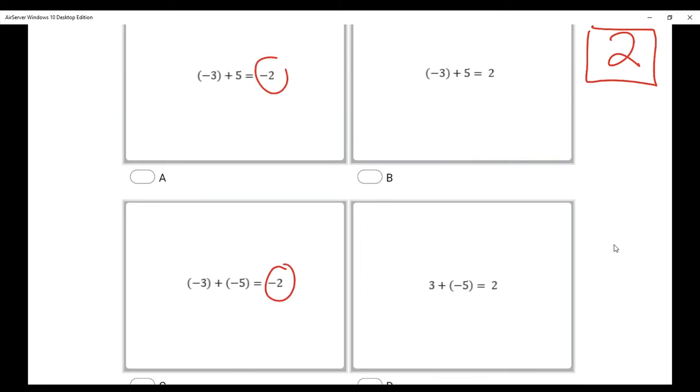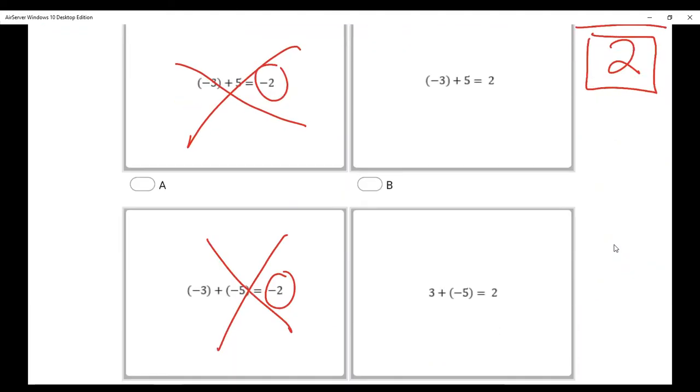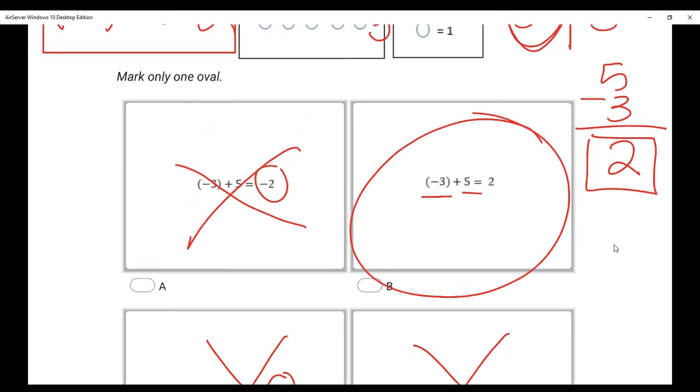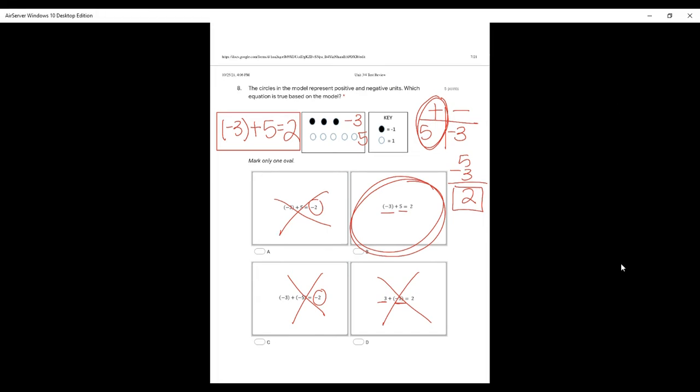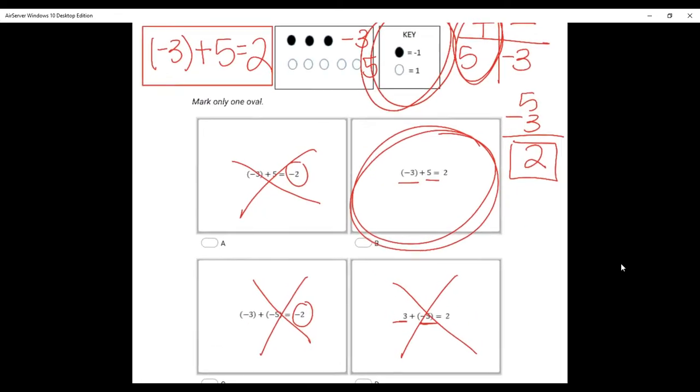These have negative 2, so these are out. And then this one has a negative 5 and a positive 3. I need a negative 3 and a positive 5, so the correct answer is B. So just be really careful. Make sure you know what your key is. Make sure you look at this and know, okay, the colored are negative, the not colored are positive.